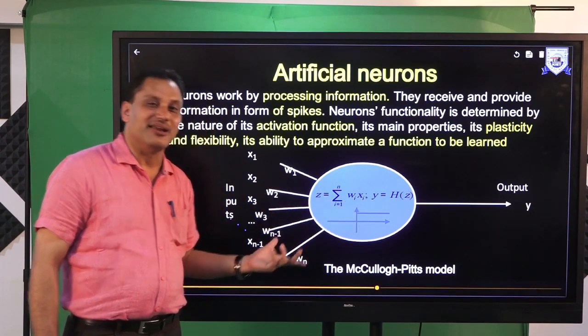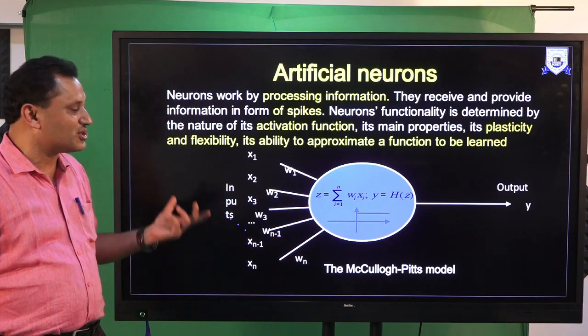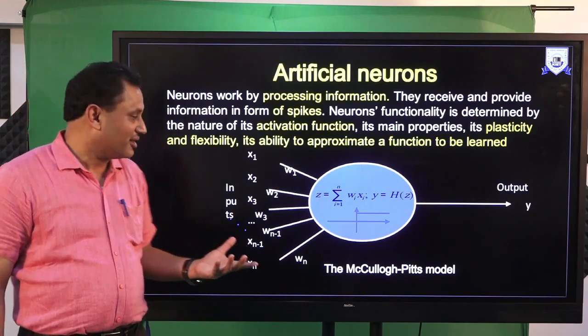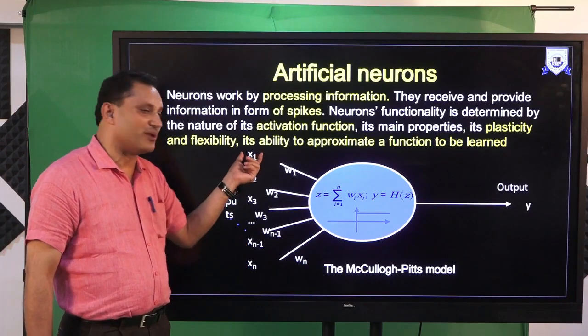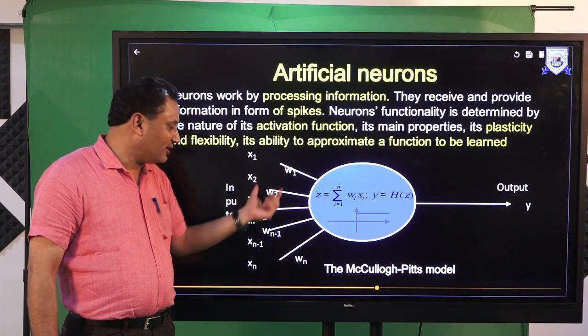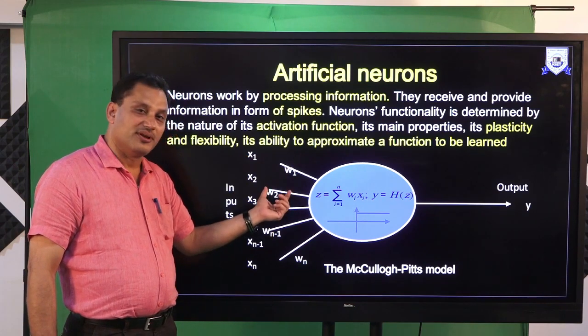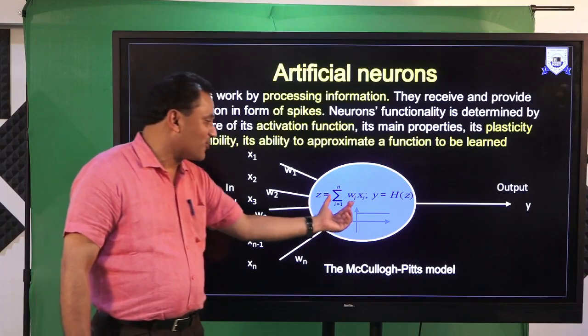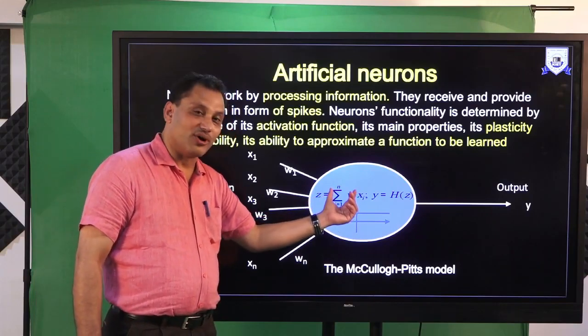So mathematically, a neuron is nothing but a summation unit. What kind of summation is it doing? It is summing the products of each input with its corresponding weight, and all the inputs with their corresponding weights are summed. Then this will be the output of this particular neuron.